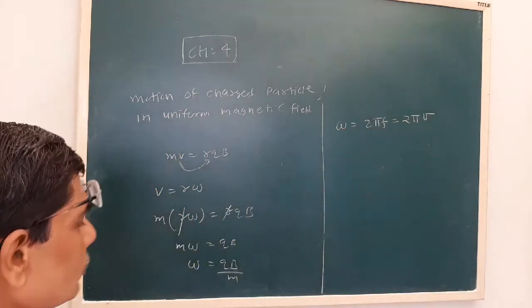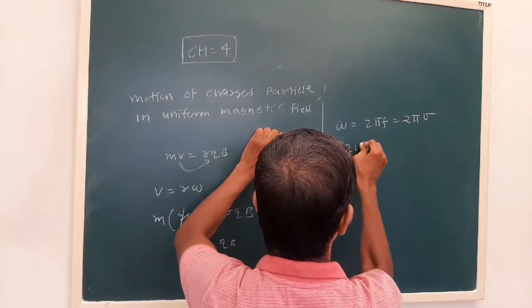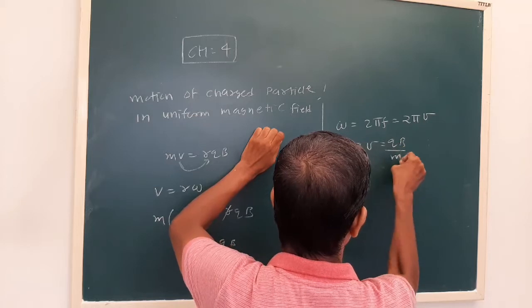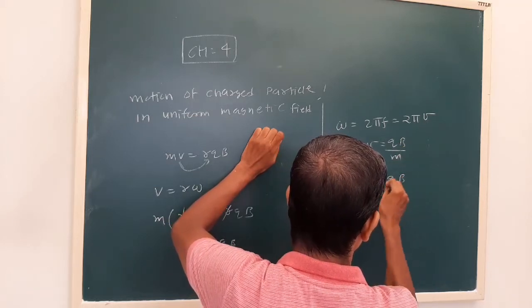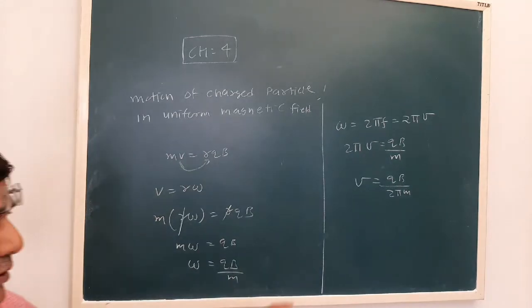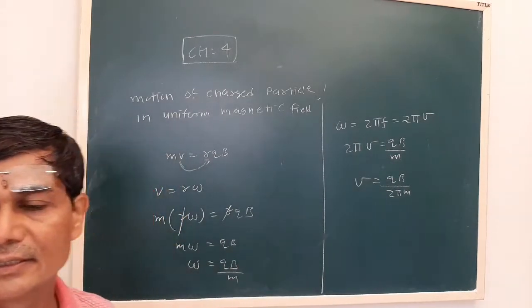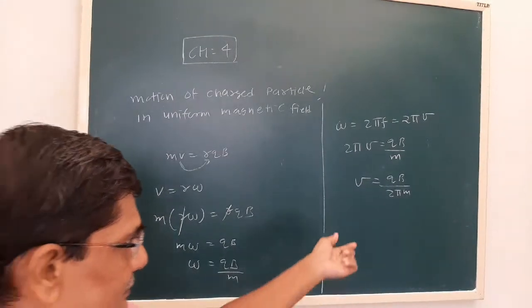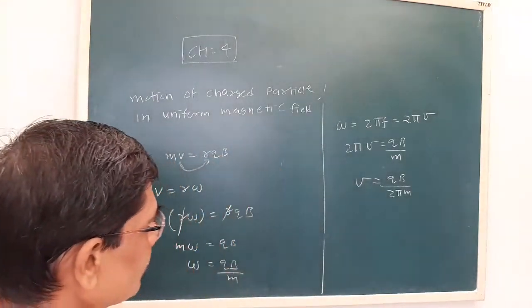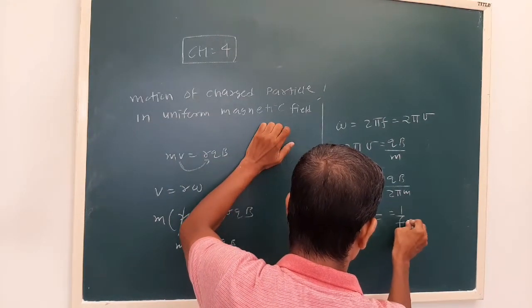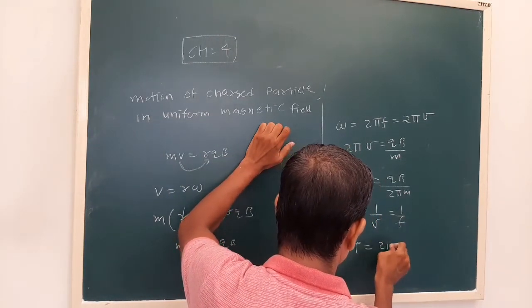We write it like this: nu, frequency is qB upon 2 pi m. The frequency does not depend on the velocity. The radius of the circular path depends on the velocity, but the frequency equation has no velocity in it. Or periodic time, T is 1 upon nu or 1 upon f. T is 2 pi m upon qB.